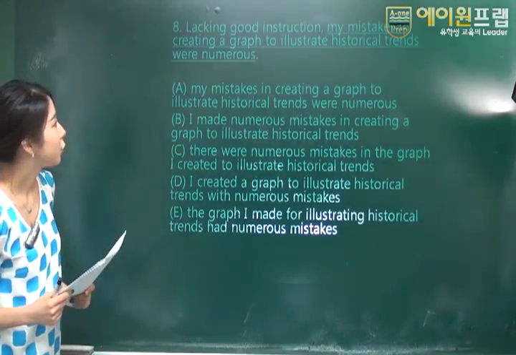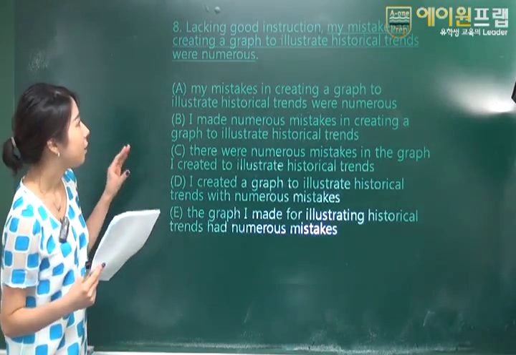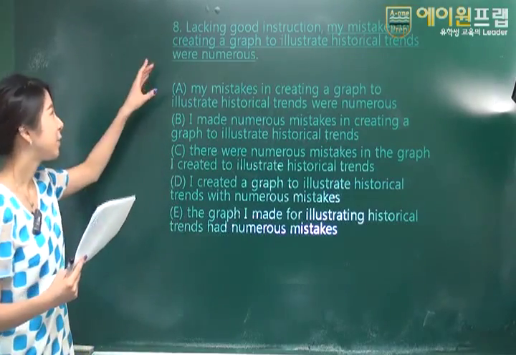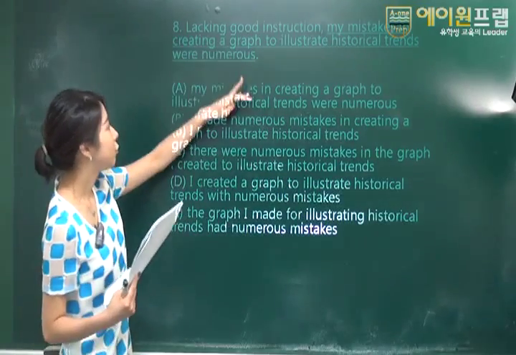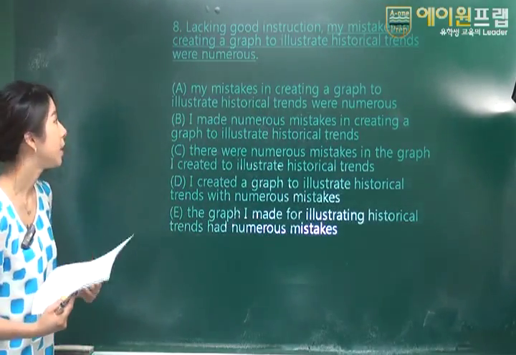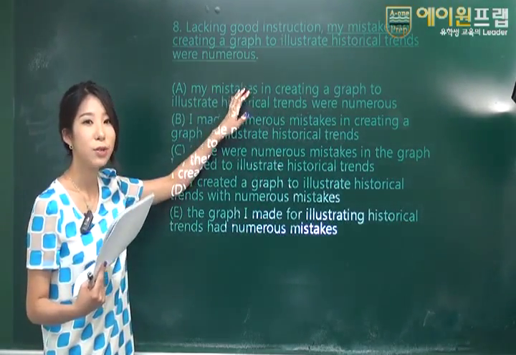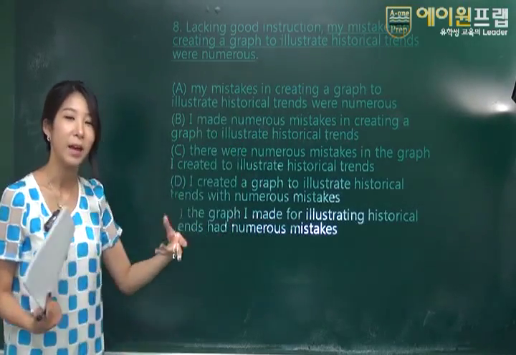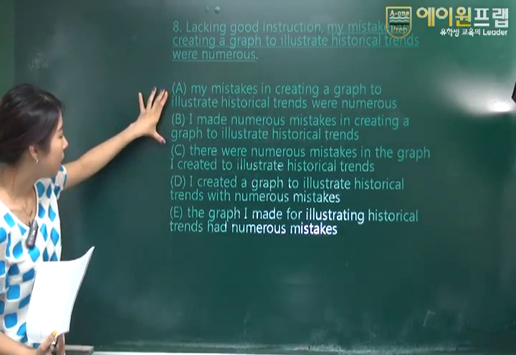Number 8. Lacking good instruction, my mistakes in creating a graph to illustrate historical trends were numerous. Okay, that is already messed up. That is not a good sentence. But anyway, lacking good instruction. So what is lacking good instruction? I am lacking good instruction, right? So mistakes can't lack good instructions. Mistakes are too abstract to lack instruction. So A is out.